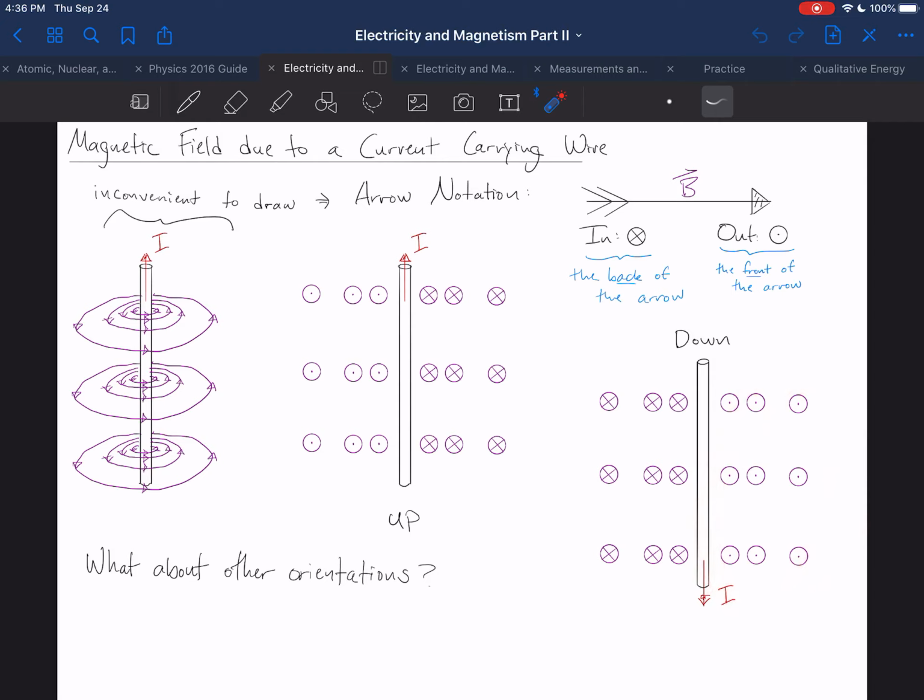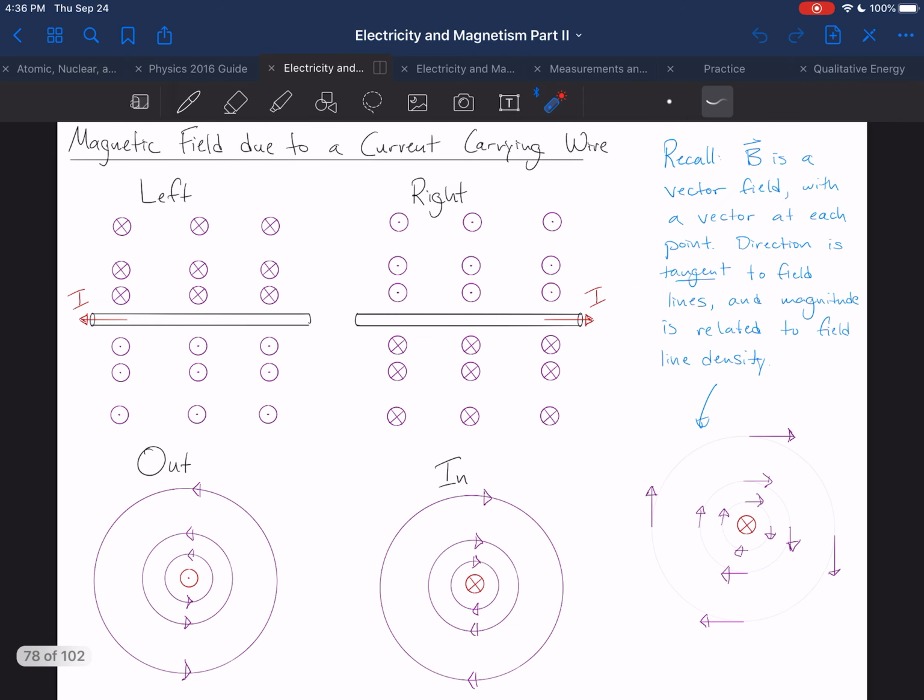So take a moment and consider other orientations before moving on to the next slide. That is, what would it look like for left, for right, and what would it look like if the current were coming out at you or going into the page? Take a moment and think about that and maybe do a couple sketches. You can pause the video right here and then move forward.